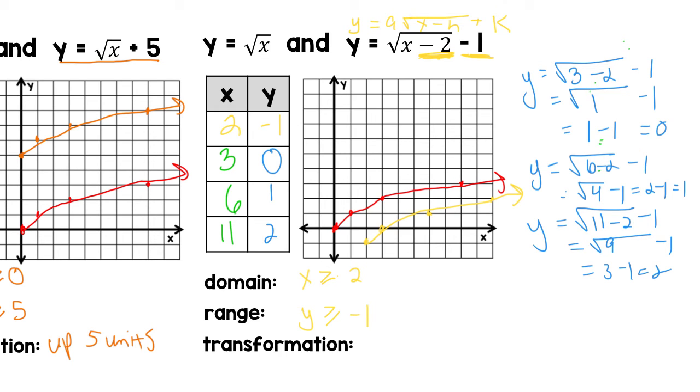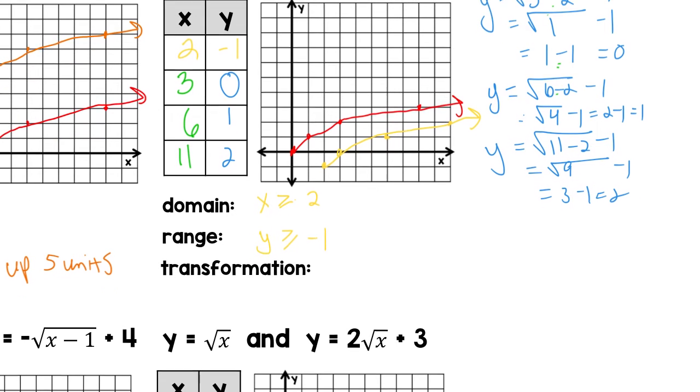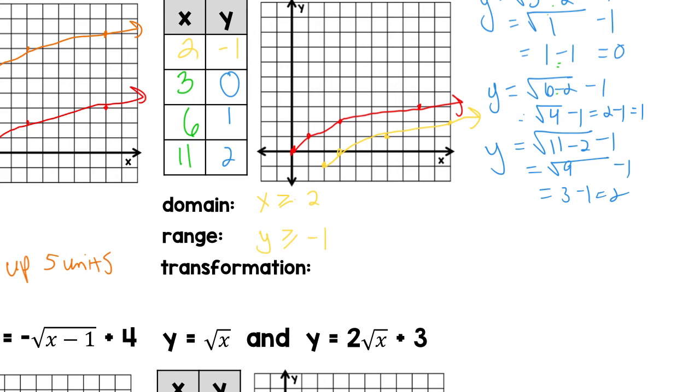Our transformation this time is twofold because we have both an h and a k value. So we can see that our function went right 2 units and it went down 1 unit.